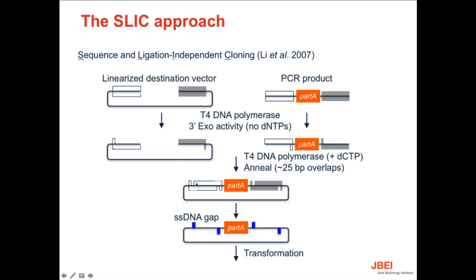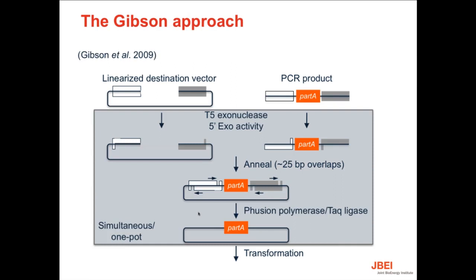And then basically these guys just stick together, and then post-transformation inside of the cells will repair these single-stranded DNA gaps. Now, if you look at something like the Gibson approach, it's very related. Same basic topology, so you basically start with exactly the same inputs. So you have a destination vector and a PCR product, again with the flanking homologous sequences.